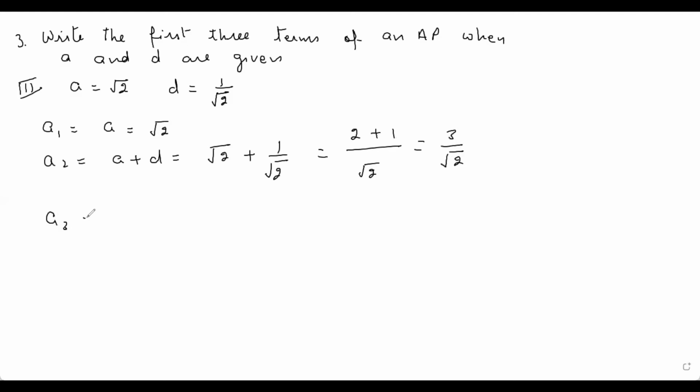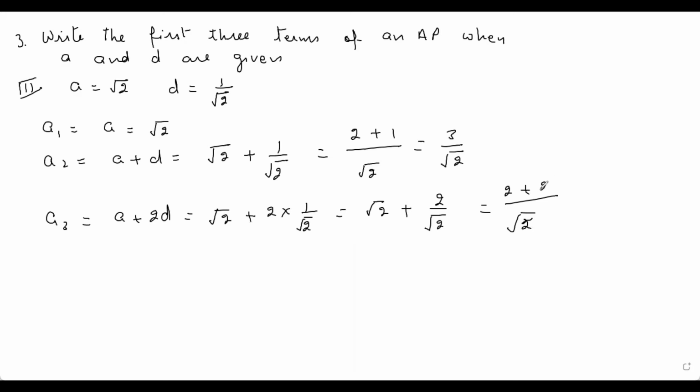Now A3 is equal to A plus 2D. That is root 2 plus 2 into 1 by root 2. That is root 2 plus 2 upon root 2. Root 2 is the LCM. You will have 2 plus 2, that is 4 by root 2. So first three terms are root 2, 3 by root 2, and 4 by root 2.